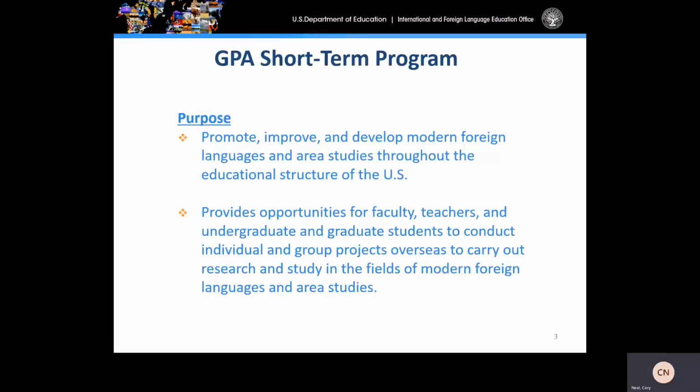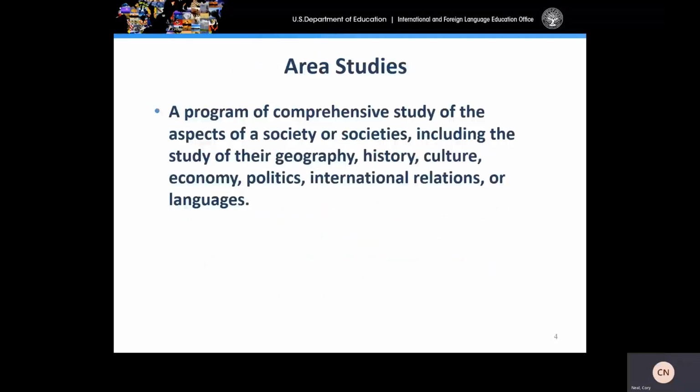The GPA short-term project is designed to promote, improve, and develop modern foreign languages and area studies throughout the educational structure of the United States. The program gives K-12 teachers, faculty, undergraduate, and graduate students opportunities to conduct research and studies abroad in modern foreign languages and area and international studies. You may be asking yourself, what is area studies? Well, we define area studies as the study of the aspects of a society or societies, including the study of their geography, history, culture, economy, politics, international relations, or languages.